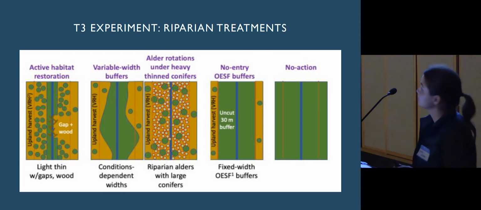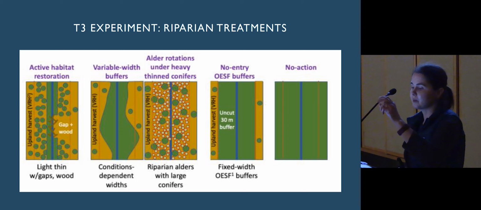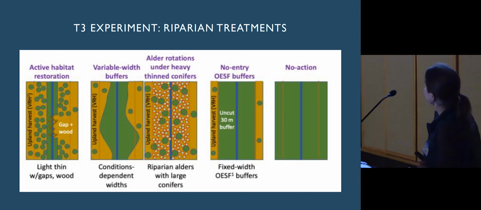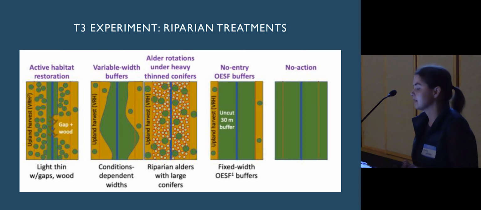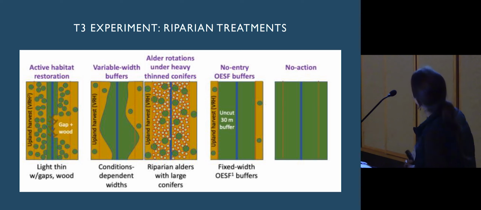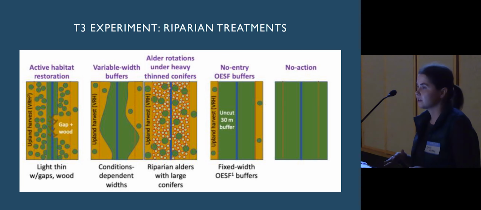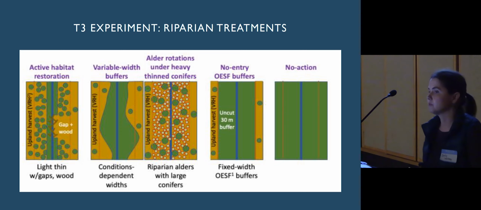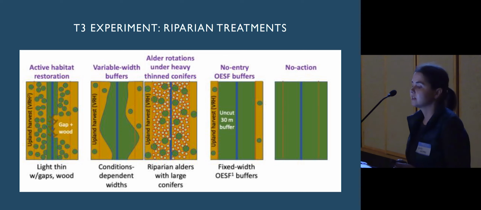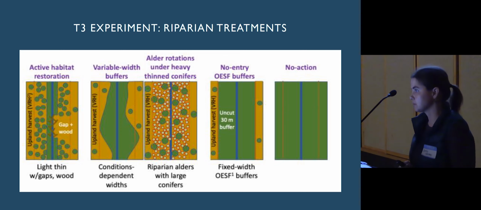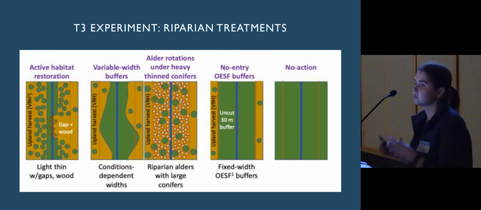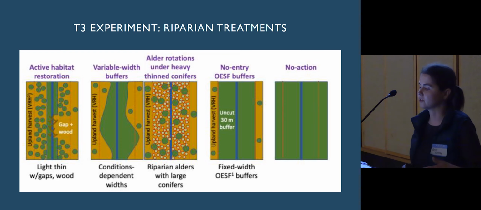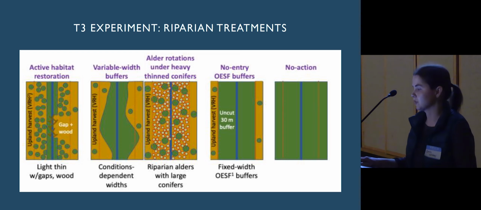I'll use these images as we go forward to talk about the different treatments, but we have 5 different ones. We've got our no action, a fixed width standard OESF 30-meter buffer. We have an alder rotation that occurs underneath a heavily thinned conifer area, variable buffer widths, which depend on the site conditions. And then the 5th treatment is an active habitat restoration, where there's a gap created along the stream, and some of the wood that was removed to create the gap is actually added to the stream. We'll come back to these different treatments.